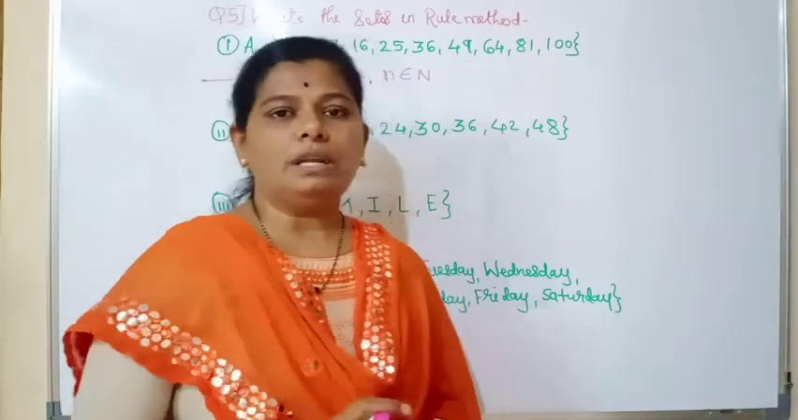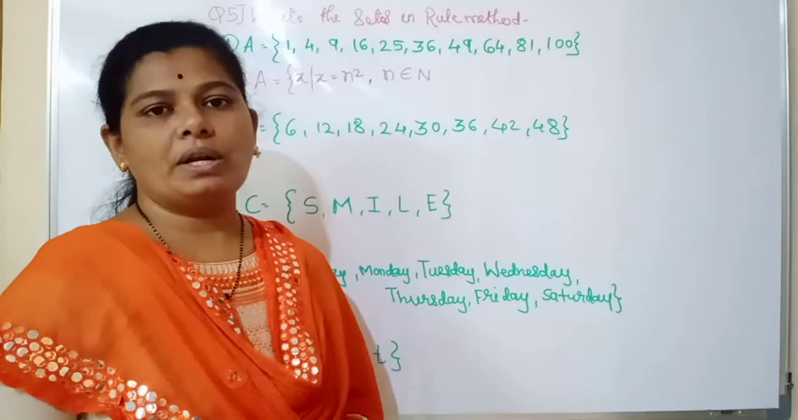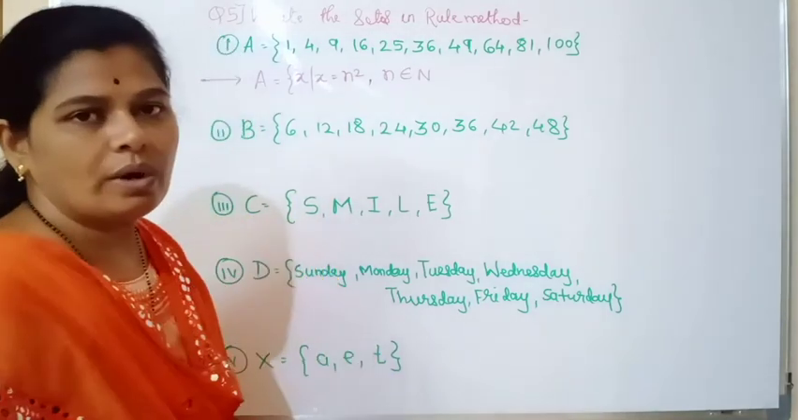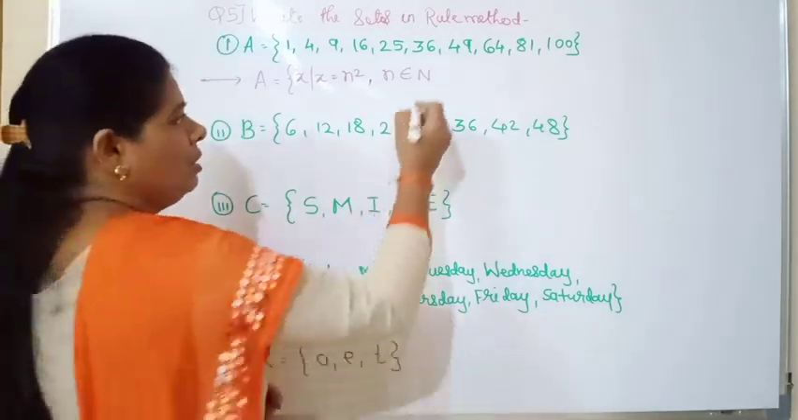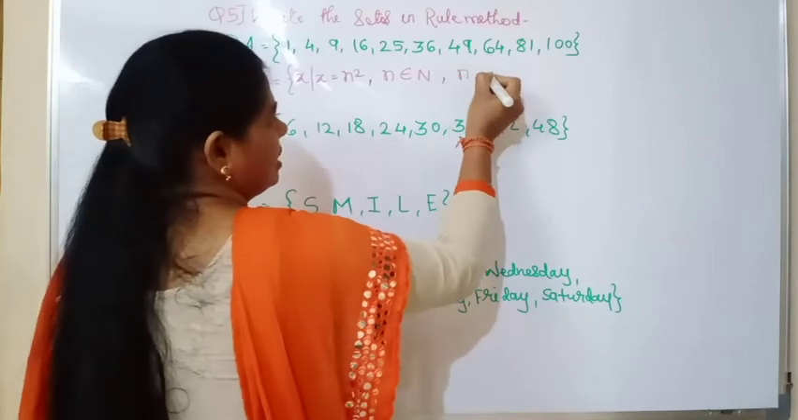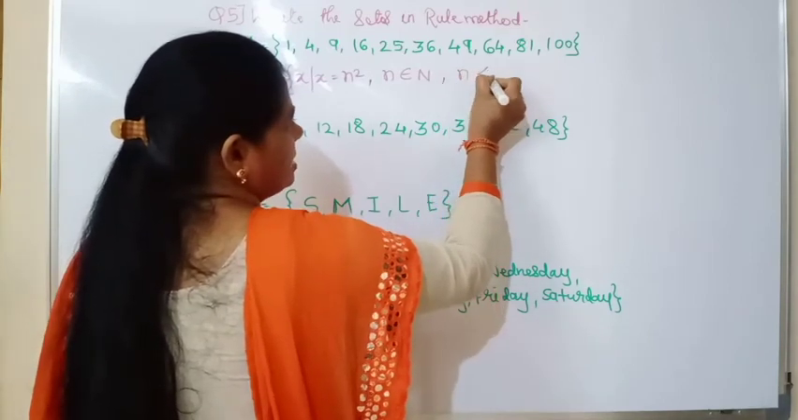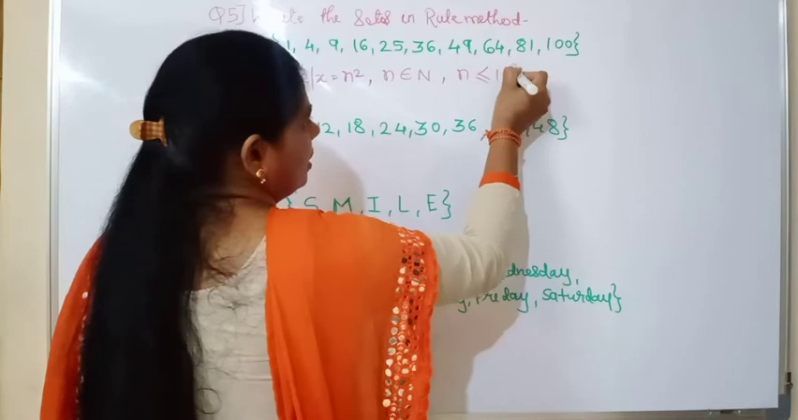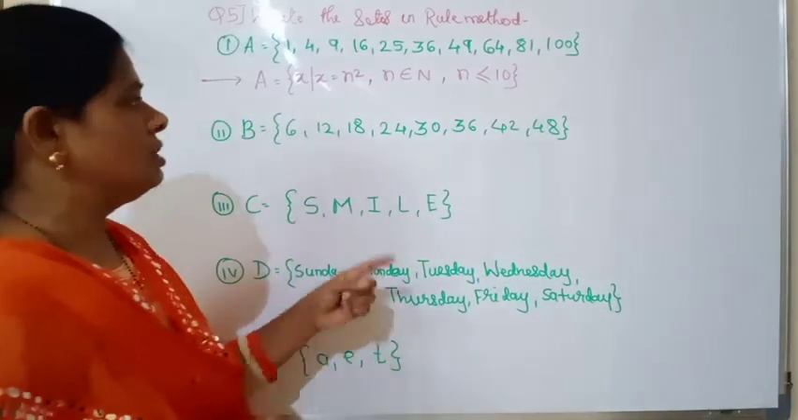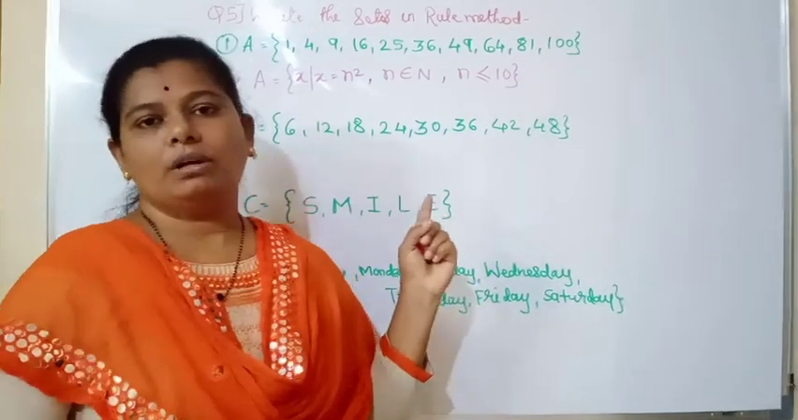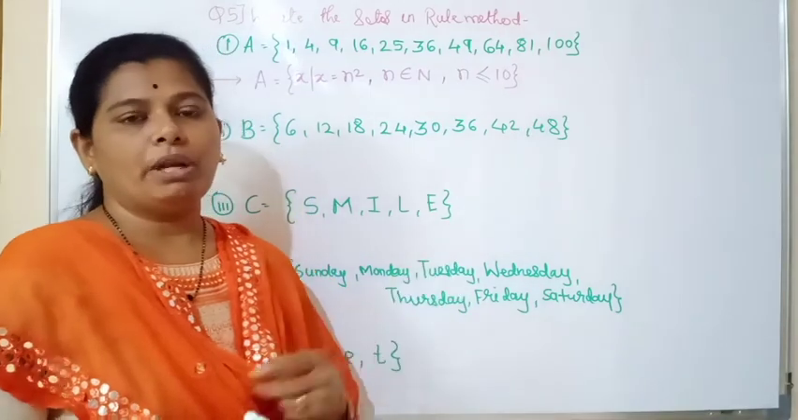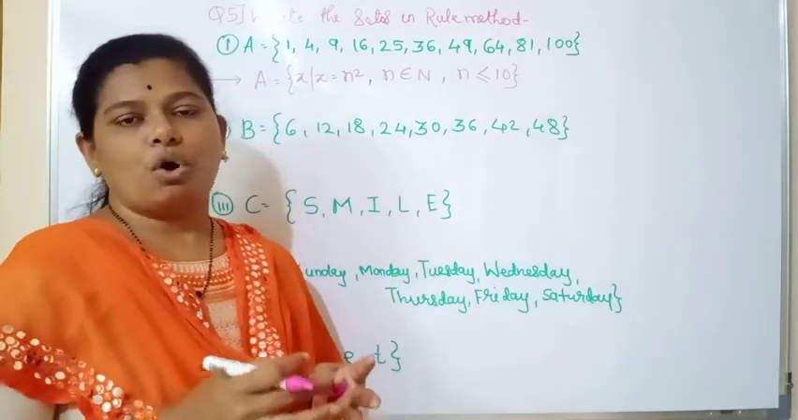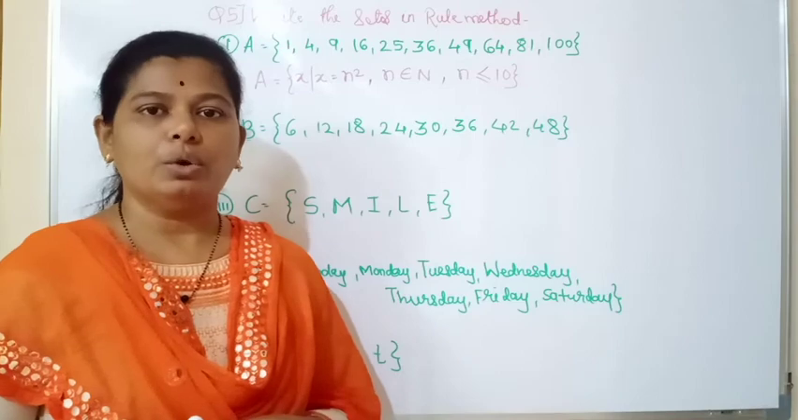Okay, now what is the limitation? That is, the squares are till 10. Okay, squares of numbers up to 10. So we will write a limitation, that is n is less than or equal to 10. Okay, so see the set in a rule method how I have written, very important. Many students are confused or they don't know how to write a set in a rule method.